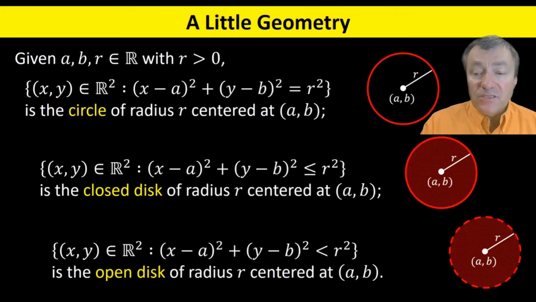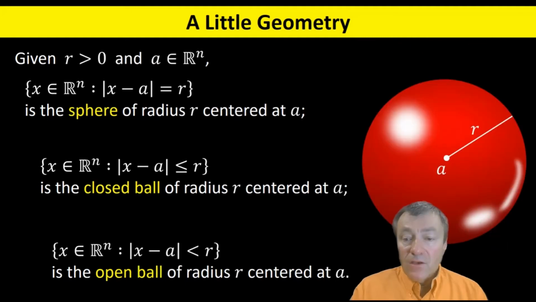In everyday usage, the words circle and disk are often used interchangeably, but in mathematics, you see there's a big difference. The circle is just the boundary. The disk includes all the interior region. Depending on whether or not we include the boundary, we get either a closed or an open disk. All of this generalizes to R^n for any n.